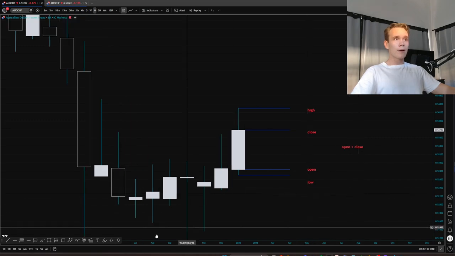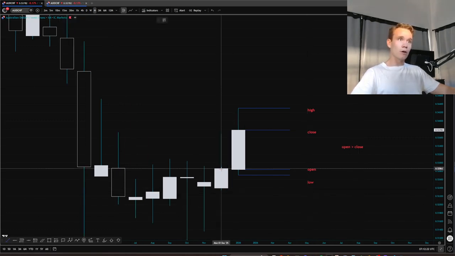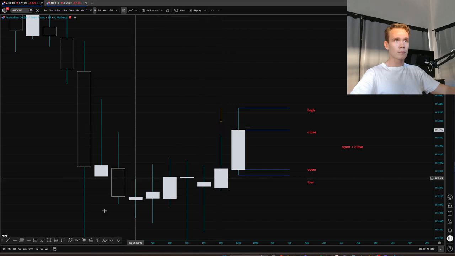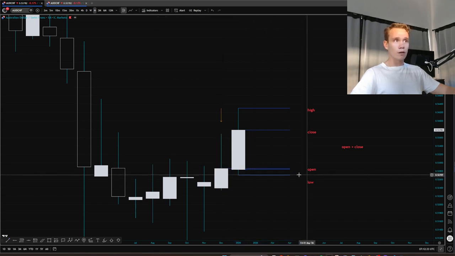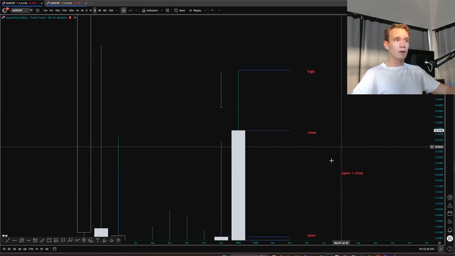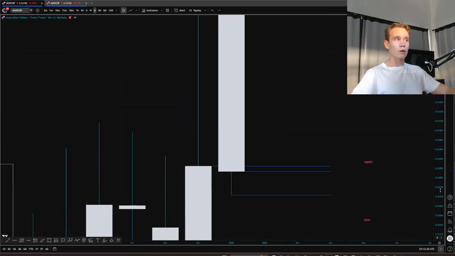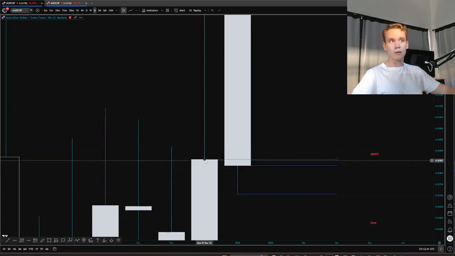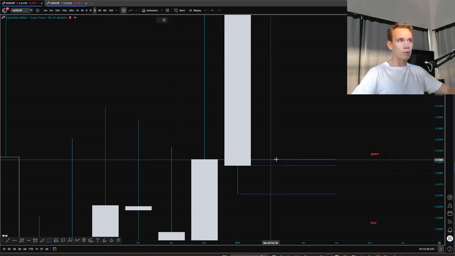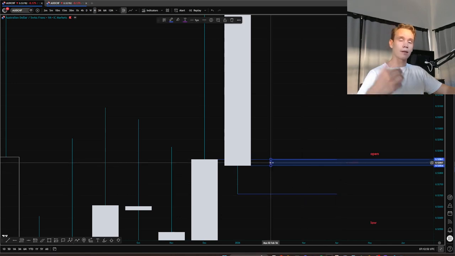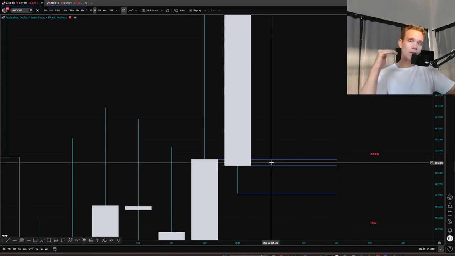Now what you'll notice is that the close of the previous month, so this candle, the close of this previous month was very close to the open of this month. That's the way that things work. In an ideal world, the close of the previous candle is equal to the open of the current candle. And this gap in between is called a gap. That gap represents the difference between the price as the candle closed and opened.